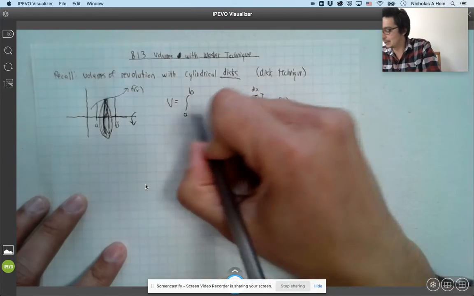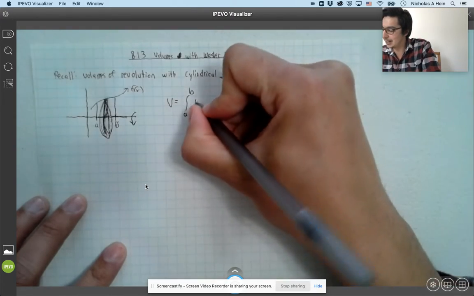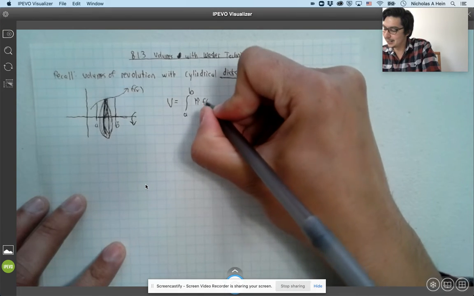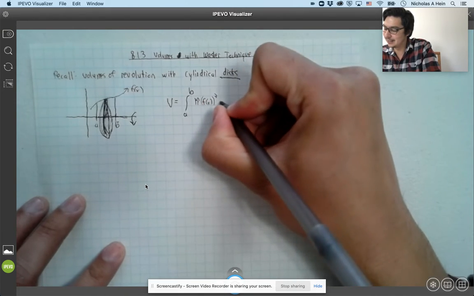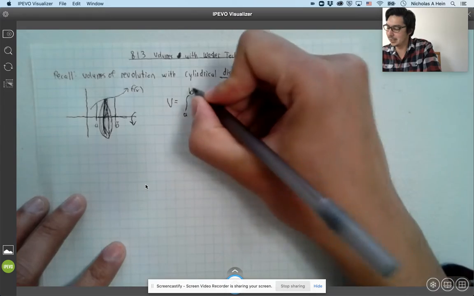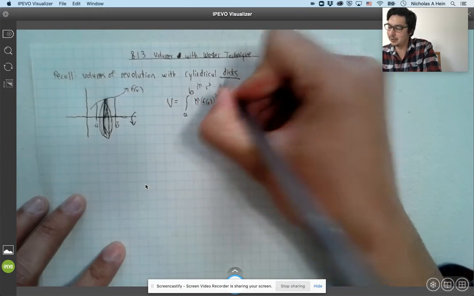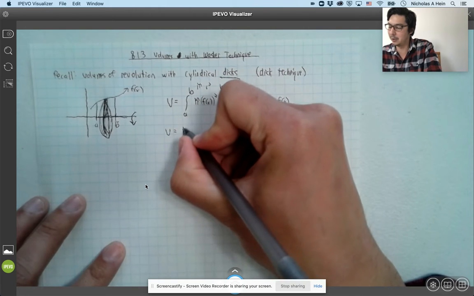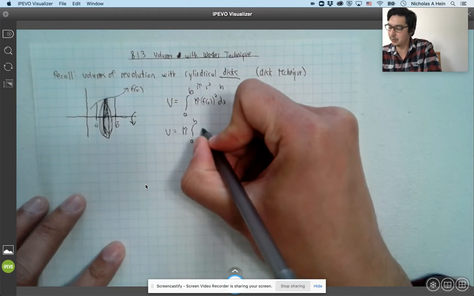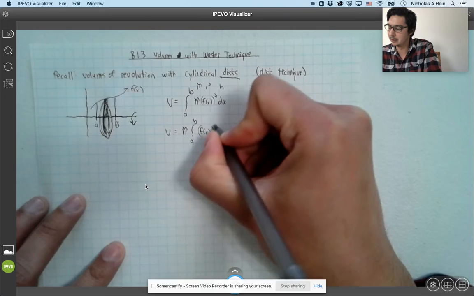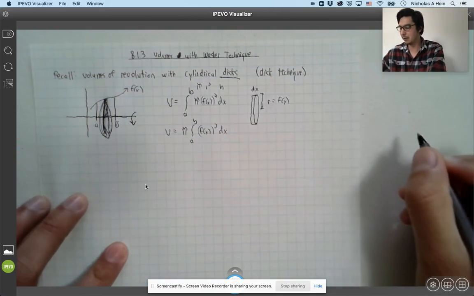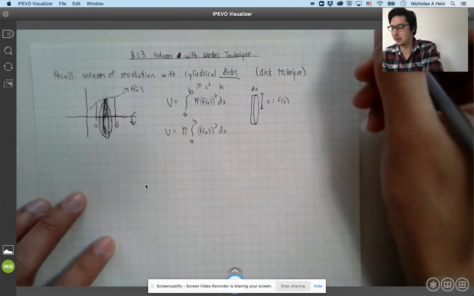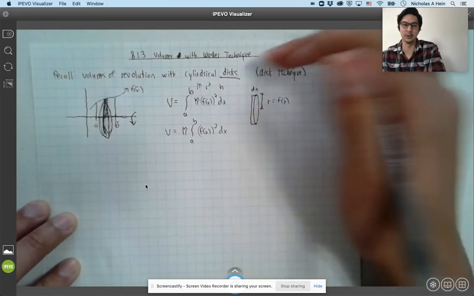So what you end up getting here is the volume is the integral from a to b of pi times your radius, which is f of x squared dx, because that would be your pi r squared h of your cylinder. Now, typically in books, they'll write it where they pull the pi out, and they'll just do this right here. So that was your volume of a cylindrical disc.